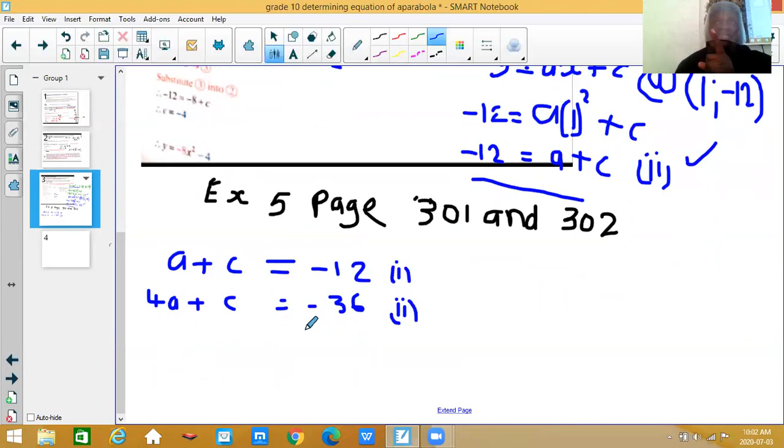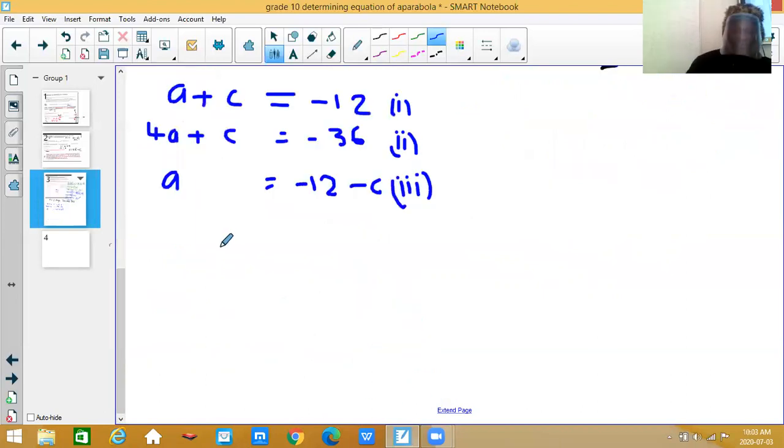From equation 1, right? So we transpose, we say A is equal to minus 12. I want someone to tell me what to write. If you transpose C to the other side, what will it become? Minus C. So you have your equation 3. But this is not the only method that you use, right? Now, what do we do? We substitute equation 3 into equation 2.